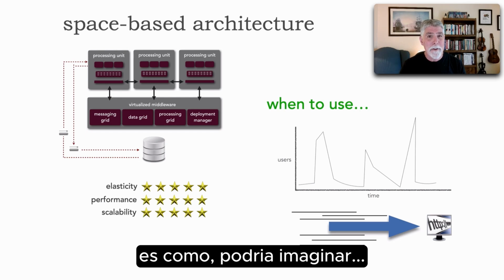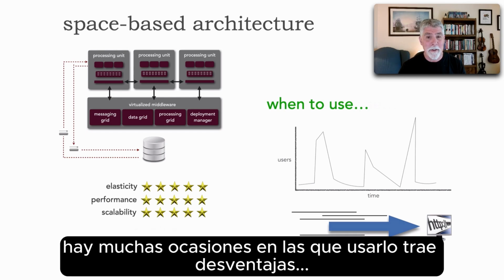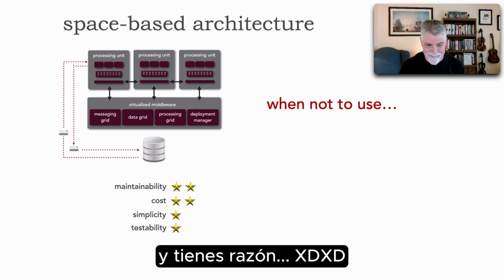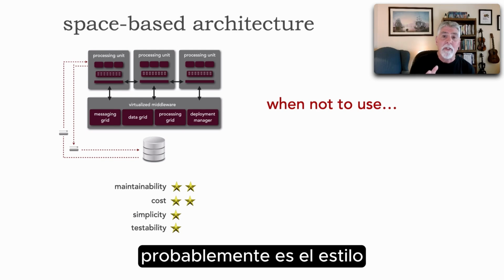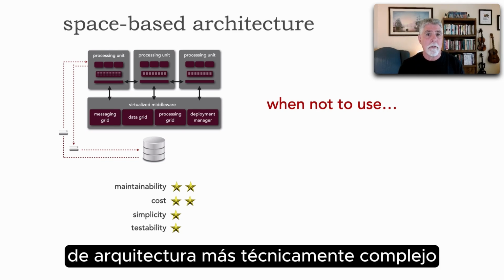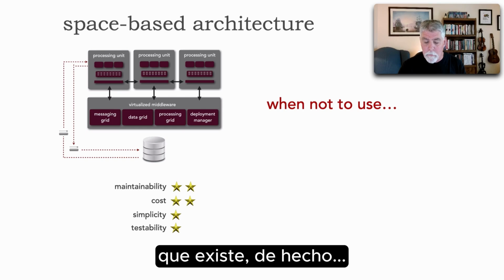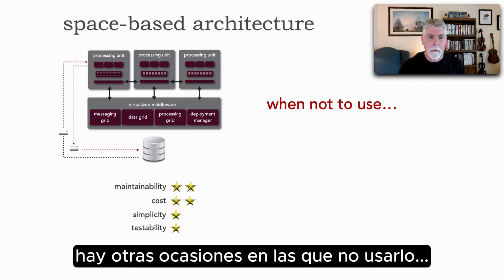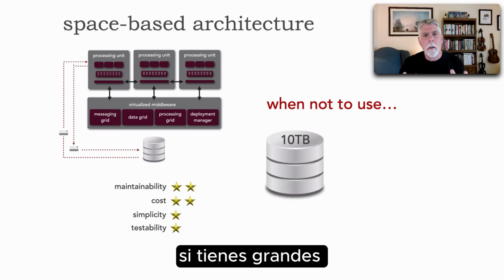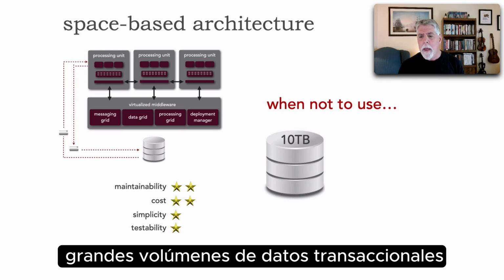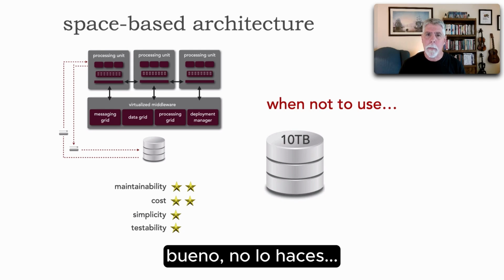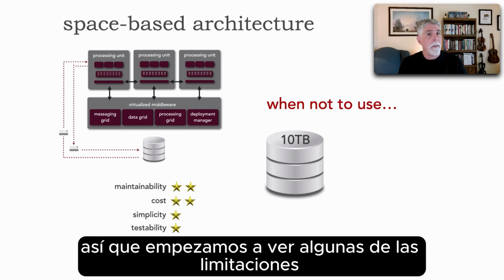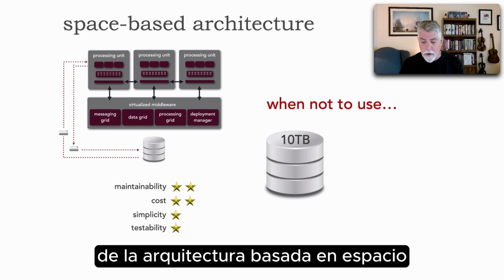It's like I can imagine there's a lot of times not to use it. Oh, and you are correct. Agility is really poor here, as well as cost. It is probably the most technically complex architecture style that does exist. As a matter of fact, there's other times not to use it. If you've got large volumes of transactional data, how do you store 10 terabytes of data in memory? Well, you don't. And so we start to see some of the limitations of space-based architecture.